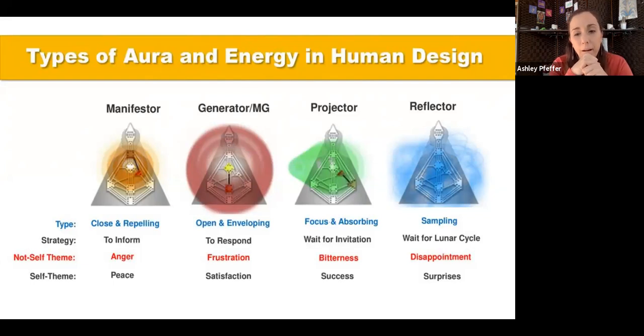Reflectors are here to take in everything because they're open completely and kind of guide and direct where things are kind of off. And the thing about reflectors, if you're a reflector, it's very important for you to wait a whole lunar cycle until you make decisions. There's a lot of different decision-making strategies for each of these.